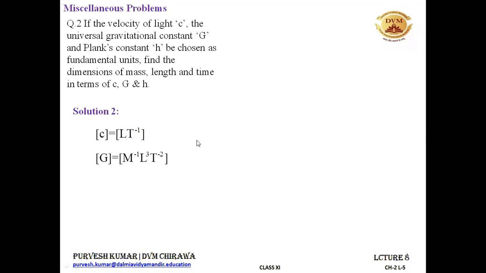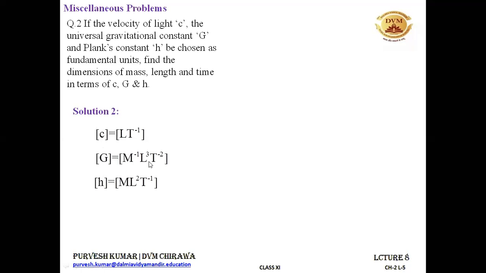We have done it when we were doing the dimension formula for different kinds of constants. We have done this universal gravitational constant G. It has the dimensional formula M^-1 L^3 T^-2. Again, we have h, that is Planck's constant, and it has dimensions M L^2 T^-1. All right. Now we need to find M, L, and T in terms of G, h, and c.